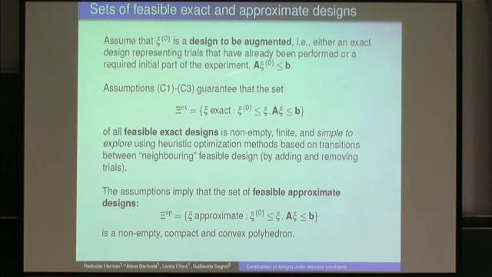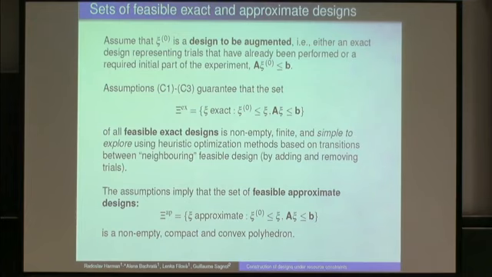We also need for the algorithm to have some design to be augmented, some primary design to be augmented. And then the set of exact feasible designs is non-empty and finite. That's the result that follows from the definition of resource constraints. They are much simpler, and simple to explore using heuristic optimization methods. That's most important for the computational part.